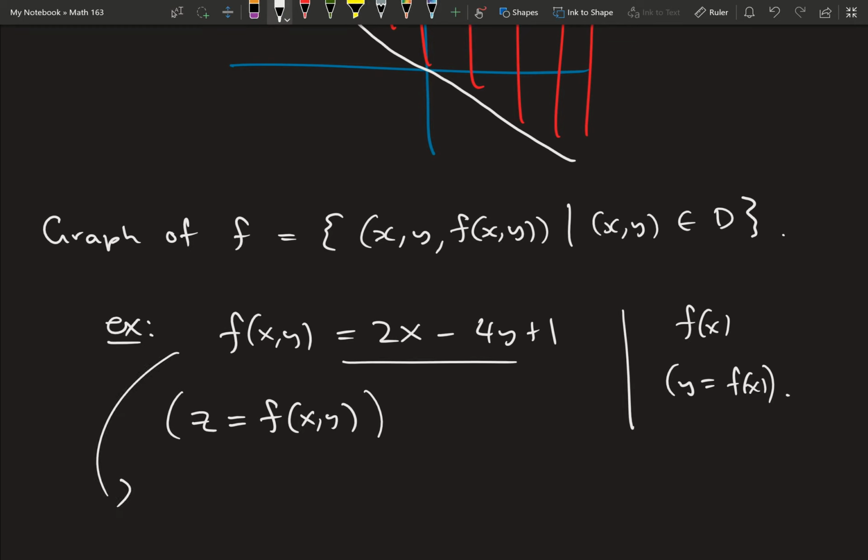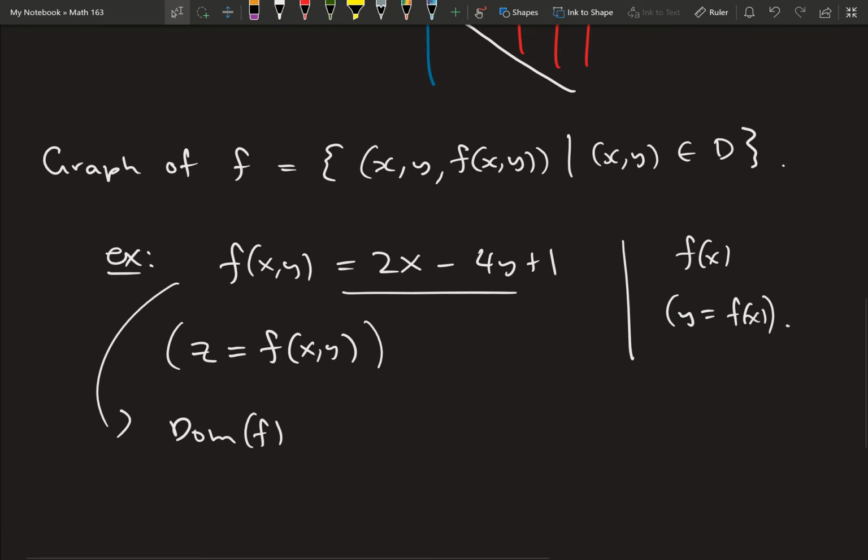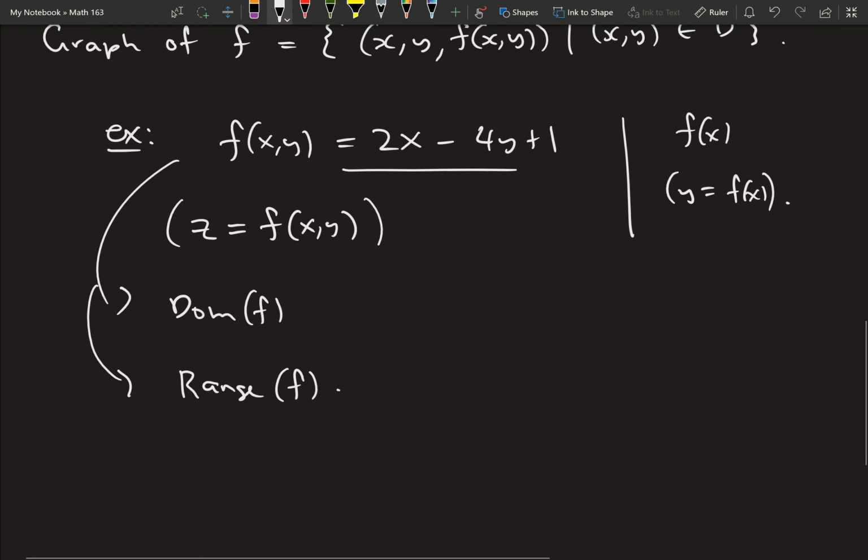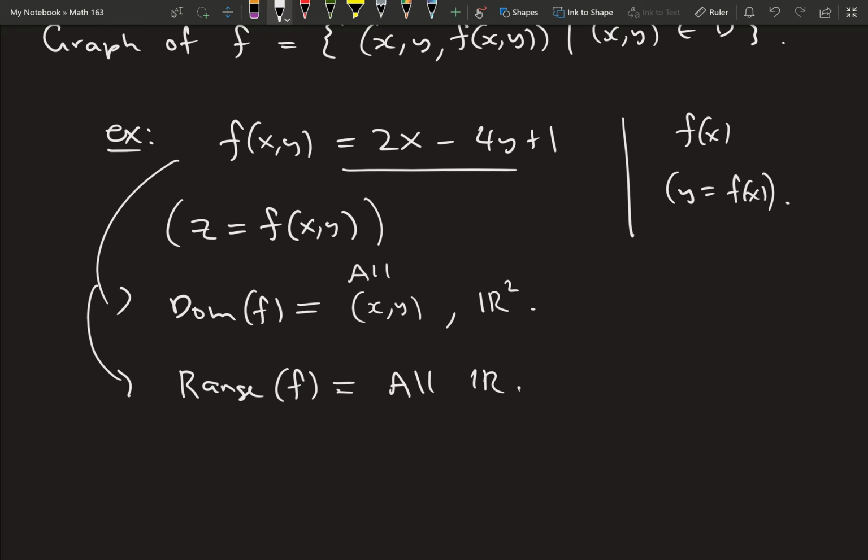So let's consider this function. We can ask the question for this: what is the domain of f? For some of these, it's not hard to check. Some of them it is hard to check. You can also find the range of this function. What are the output values? In this case, what are the z values that pop out? It's not hard to check that if you have a polynomial function, the domain here is all of xy, or simply all of R2. And the range here is all real numbers.